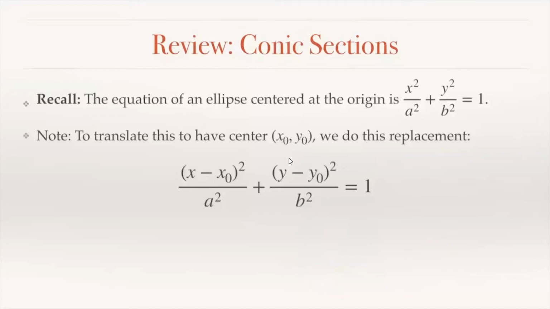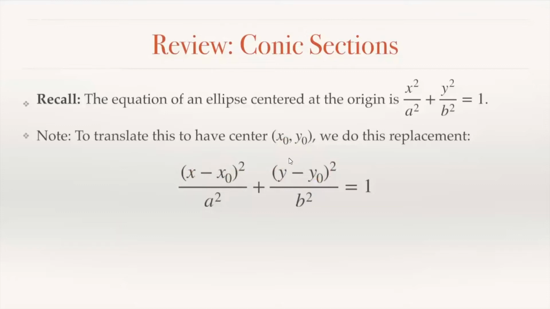And also recall that we can translate figures to have different centers or the like. So to translate an ellipse to have center x naught, y naught, we just replace x with x minus x naught and y with y minus y naught. And that works for any function whatsoever.